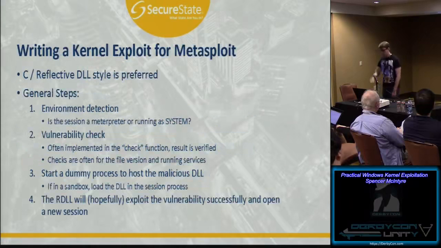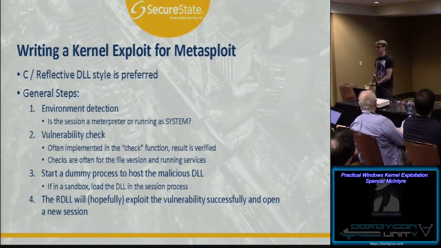Okay, so most of the exploits take about four basic steps. They do some type of environment detection to check to see if Meterpreter is already running as SYSTEM, and if it is, you want to bail out because there's no point in continuing, and if you trigger the exploit again, there's always that chance of instability. So you don't want to do any more than is necessary.